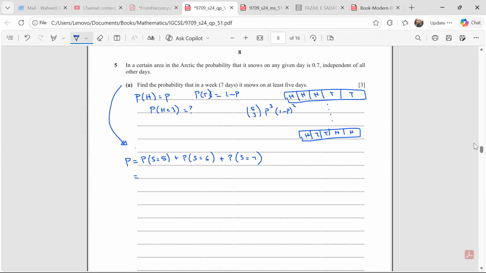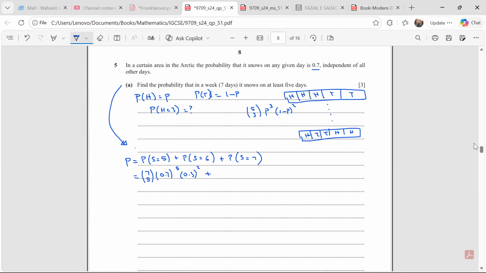Now what's the probability of 5 days? 5 days out of 7, so it is 7 combination 5, so many different combinations are possible. Probability of head means probability of snow, or probability of success. It is 0.7, so 0.7 has to be to the power 5. And no snow is 1 minus 0.7, which is 0.3, and no snow for 2 days because 5 days is snow, so out of 7, it is 2 here.